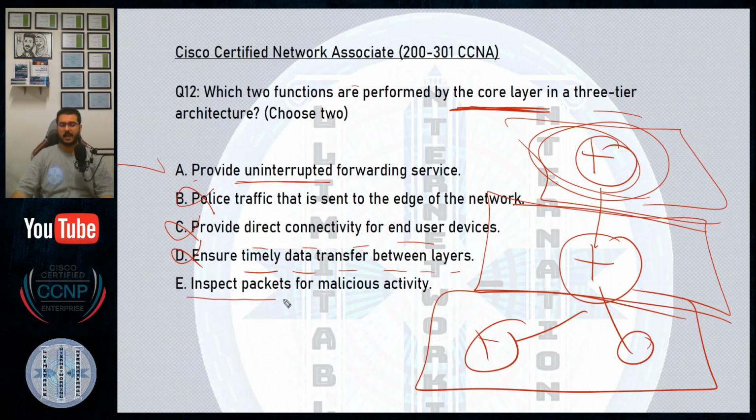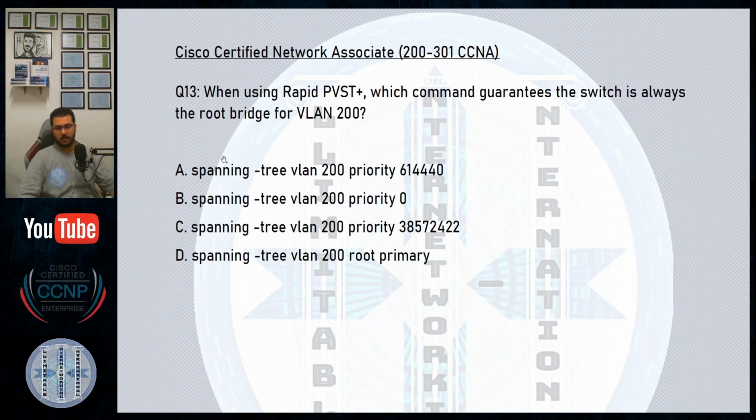And inspect packets for malicious activity. Why? Because at the core site there are mostly the security devices installed. Whether you have an IPS, an IDS, a firewall, a next generation firewall, the email analyzer, the web analyzer, ESA, WSA, all of those should be at the core site. So A and E are correct for question number 12.